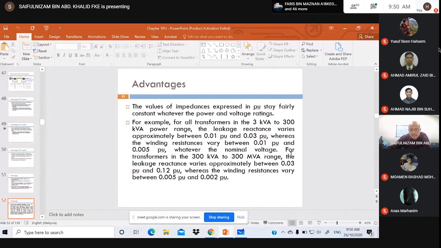So in case of the transformer rating of 300 kVA to 300 MVA, it's a bit larger. So the leakage reactance value will vary approximately between this range, 0.03 and 0.12 pu. While for the winding resistance, it will vary between 0.005 and 0.002. It's much smaller, right?